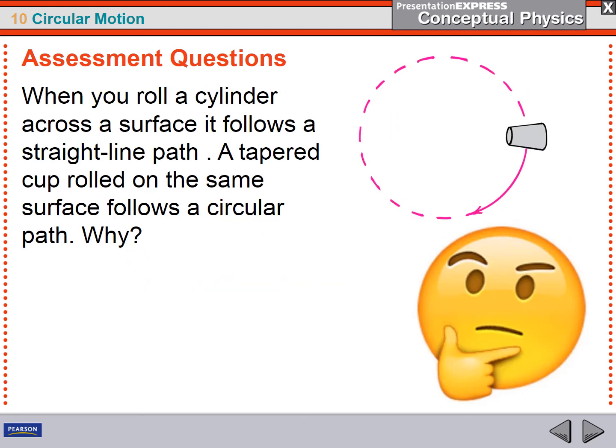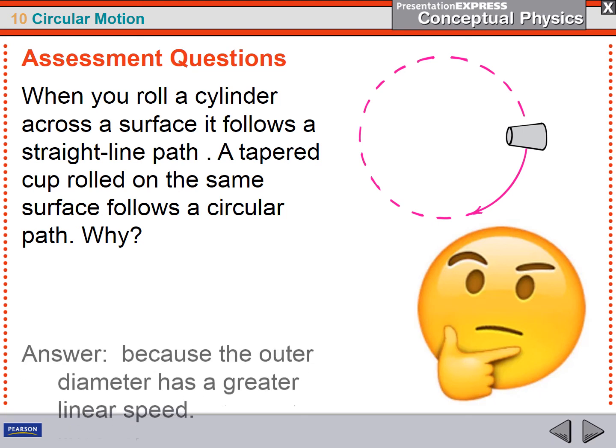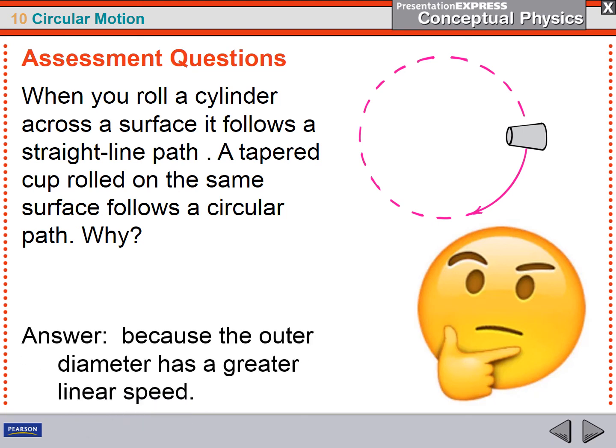Think about this. When you roll a cylinder across a surface, it follows a straight line path. A tapered cup rolled on the same surface follows a circular path. But why? Excellent. That's because the outer diameter has a greater linear speed.